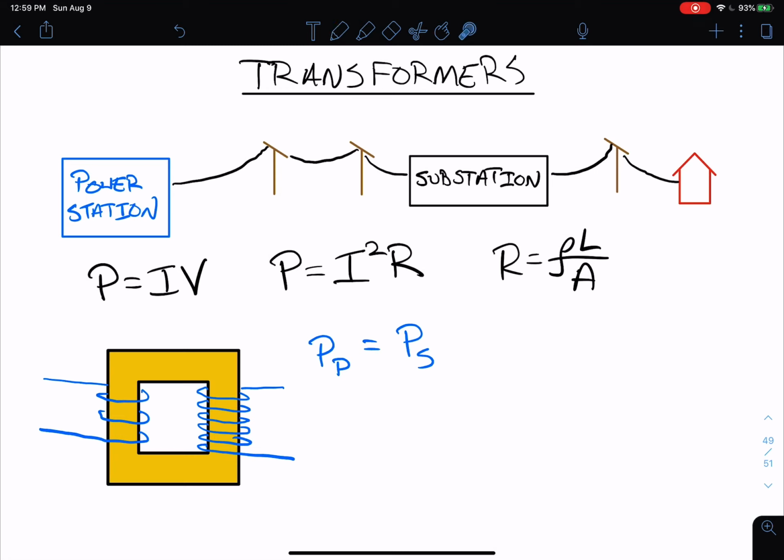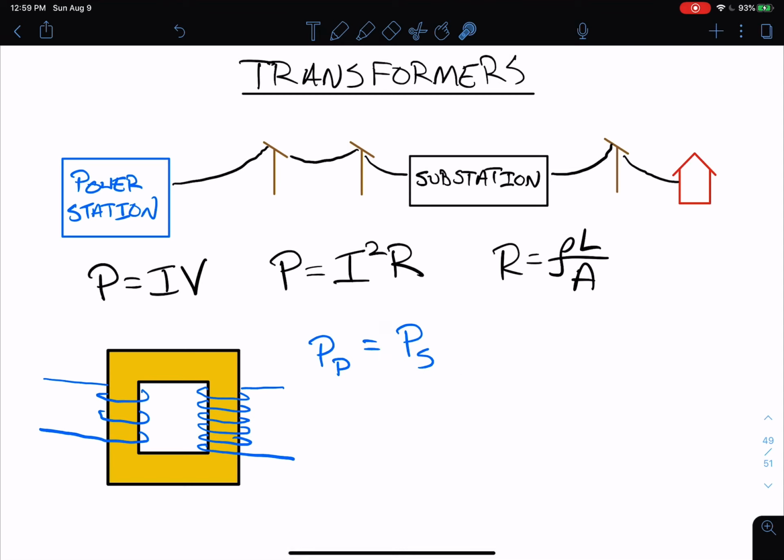Now, I want to be clear. As I've drawn it, either set of loops could be the primary and the other one would be the secondary. The primary is defined by which one is bringing energy into the system. One set of loops is bringing energy into the system, into the transformer, and the other one is taking it away. And ideally, all of it is taken away by the secondary.